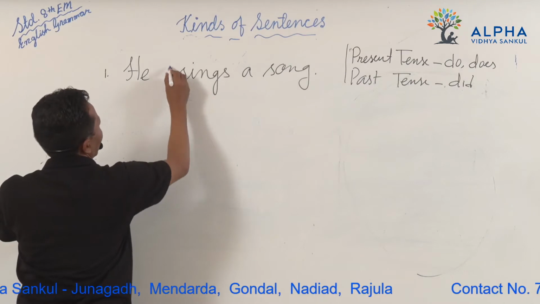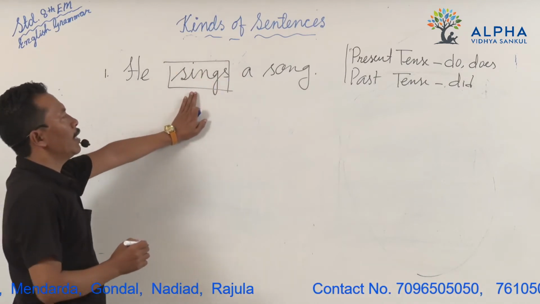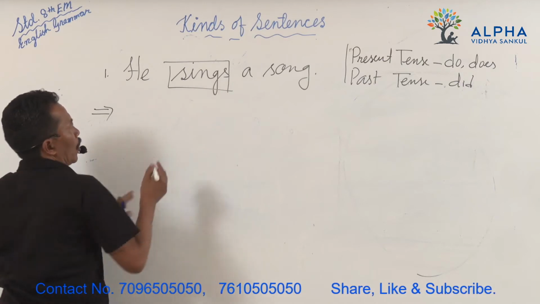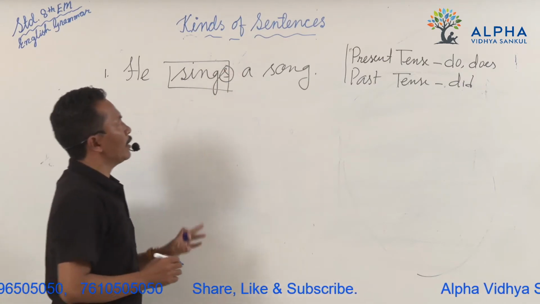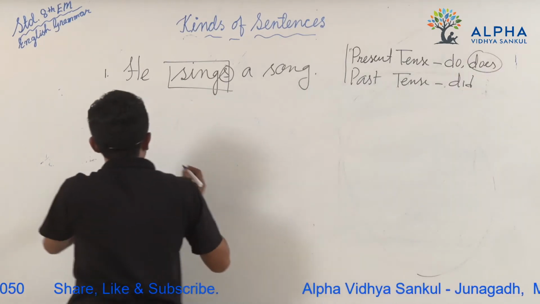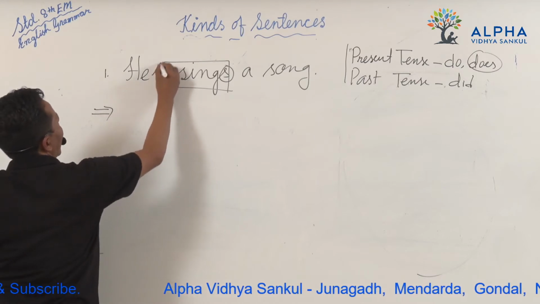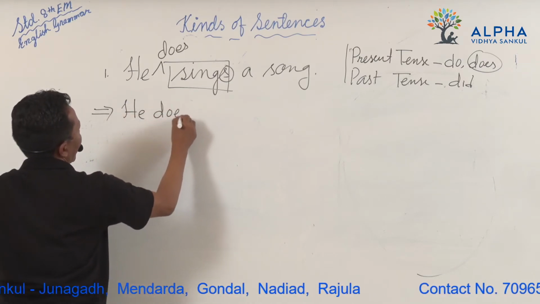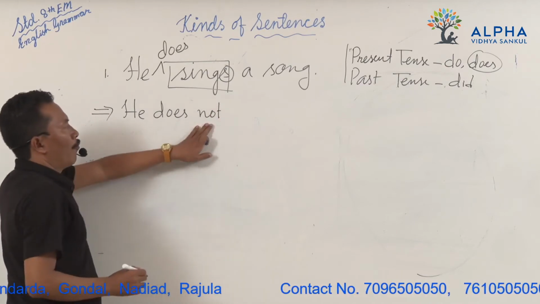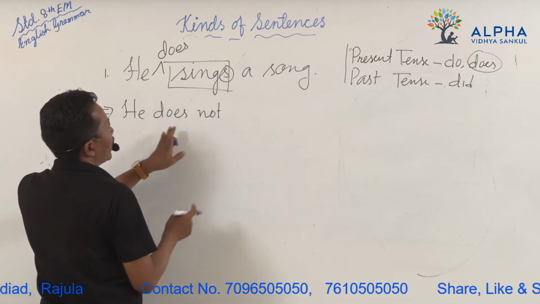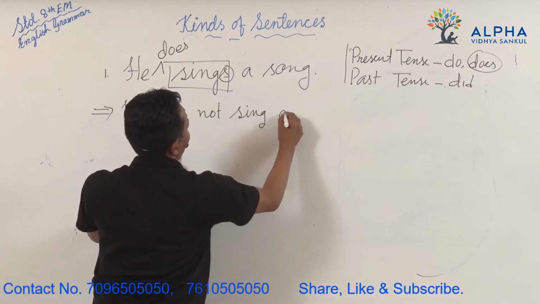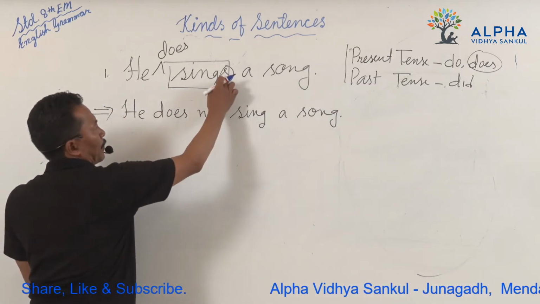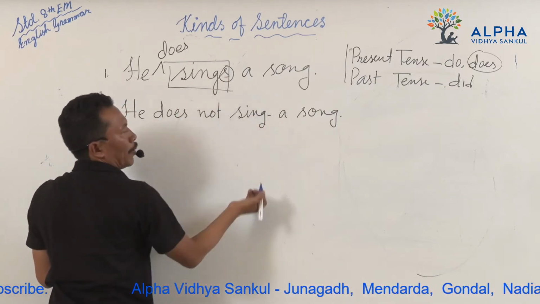Here sings is present, and the subject is third person singular. That is why we put s at the end of the verb. In third person, we have to use does. So you have to say: he does not sing a song, for the formation of the negative. And one important thing to remember: here is s, but we have to remove this s. There will be no s here.